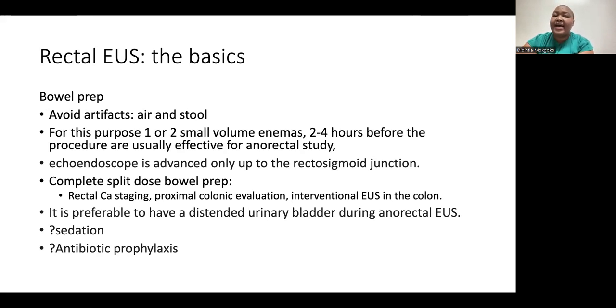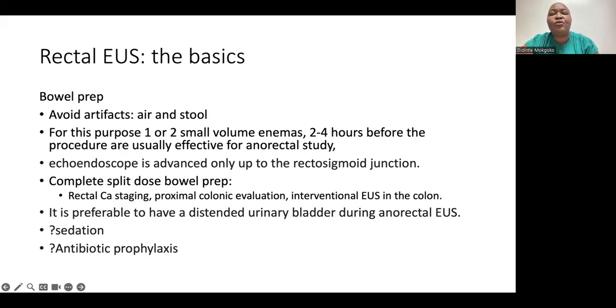So all of the guidelines, both ASGE and ESGE, say that you don't necessarily need to have a full colon prep schedule. So the split 2 liters of colon prep, because up until now, at least before we had the forward viewing echo endoscope, you're only introducing the echo endoscope to the rectosigmoid junction. You're not going more proximal than that. You give 2 doses, which is what we practice here, about 2 hours before the procedure. They're usually enough because you're only looking at that distal 20 to 30 centimeters of the left colon.